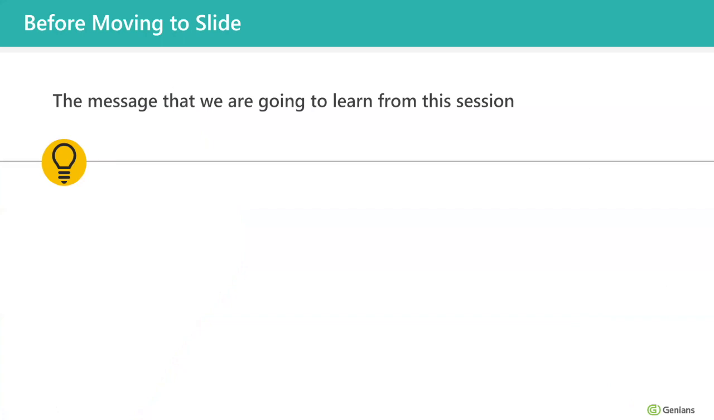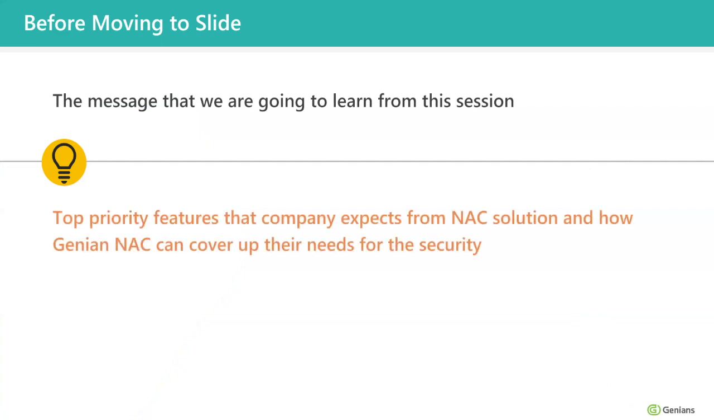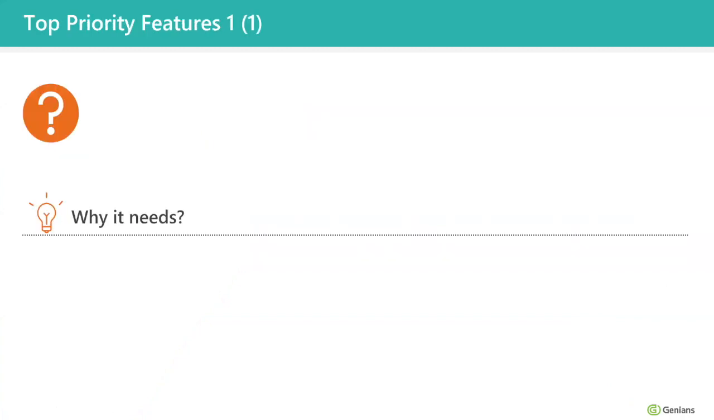Before moving to the slide, we needed to check what we learned from this session. I will introduce the top priority features that customer companies expect from a NAC solution, and I will explain how Genian NAC can cover their needs for security in this session 3. Okay, let's move to the first top priority feature.